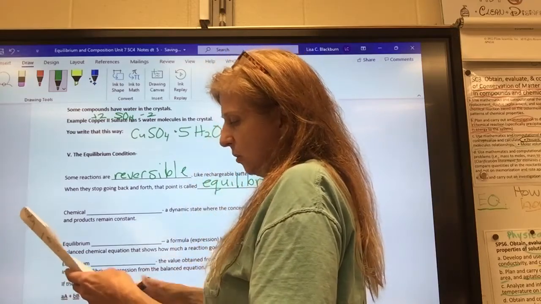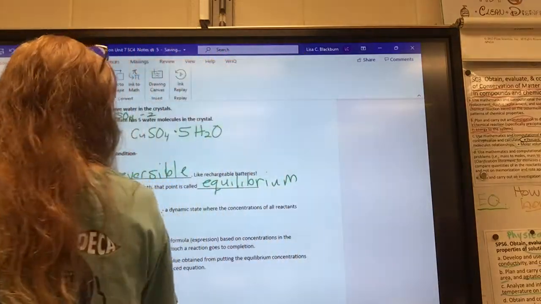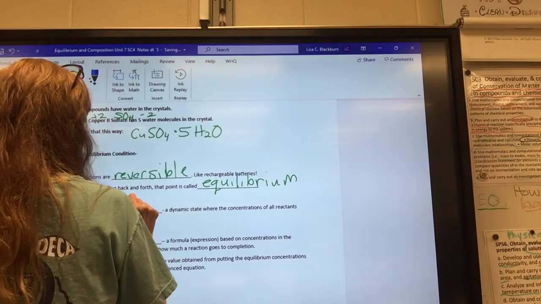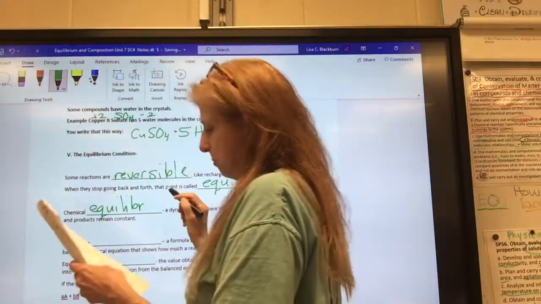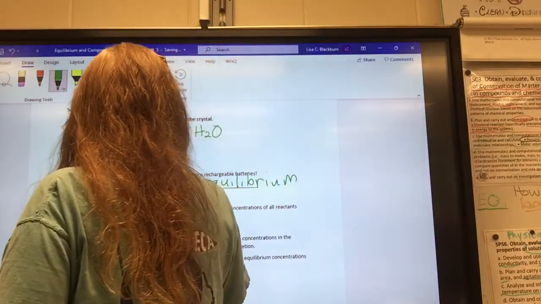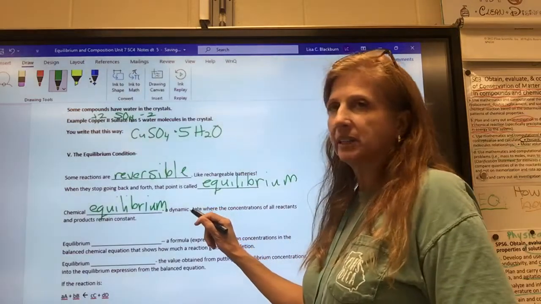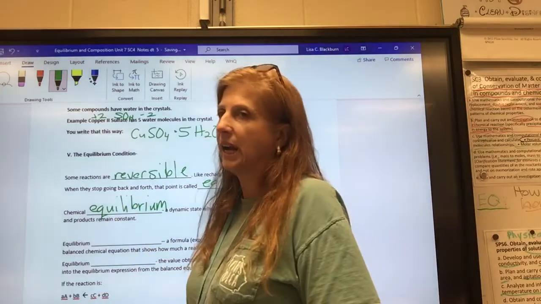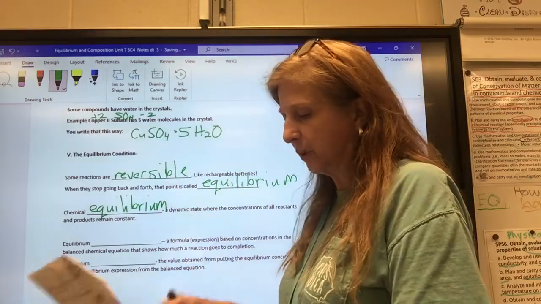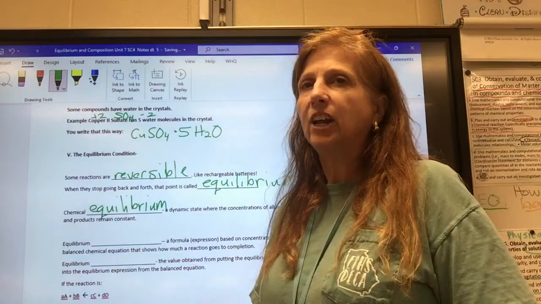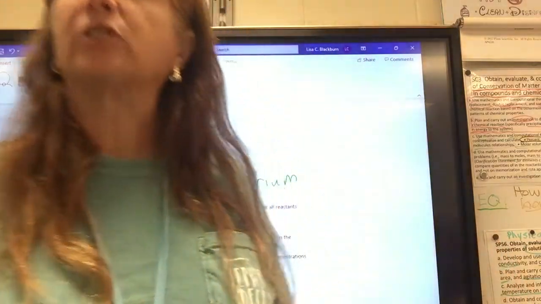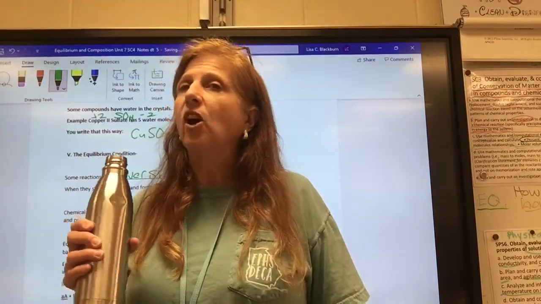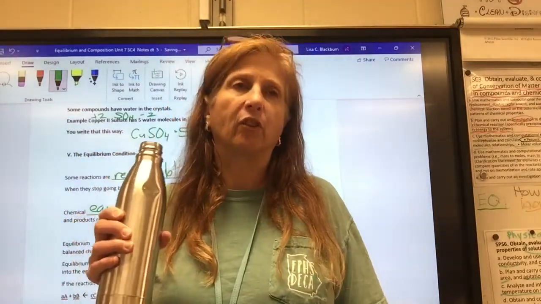Chemical equilibrium, same word again. Spell it with an I. Equilibrium is a dynamic state, meaning it's going back and forth, where the concentrations of all the reactants and products remain constant. It's at its finishing point. One of the things we want to know in chemistry is how far does the reaction go? Does it go very far to completion, or does it stay closely a lot of the same products?